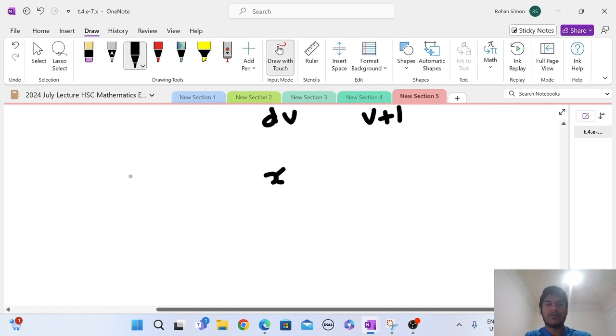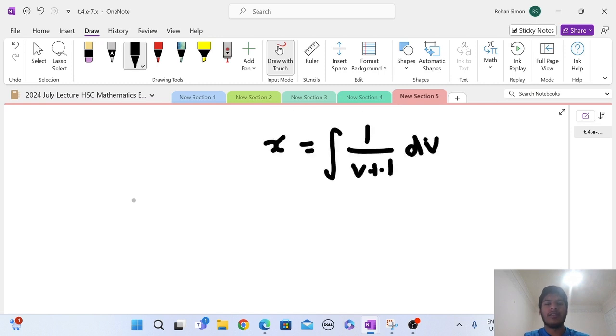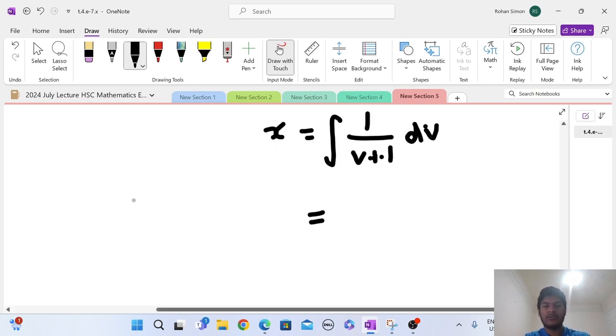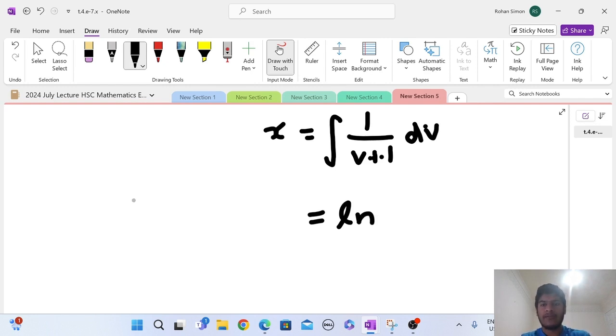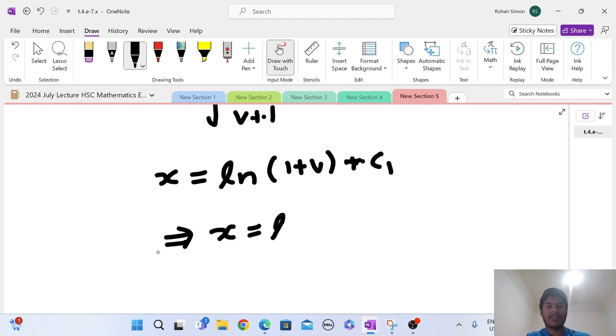So you get x equals the integral of 1 on v plus 1 dv. And so that's just a straightforward ln function, right? Because if we take the derivative of v plus 1, that's just 1, and that's what we have on top. So we have f dash v over f of v, and so we have ln(1 plus v) plus c1, because again, indefinite integral means we have a constant, and so we have a position in terms of v. Okay. Our final expression shouldn't involve constants unless they specifically say so, at least for the HSC level.